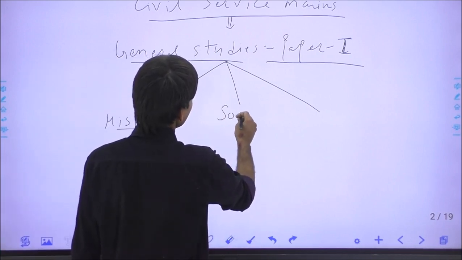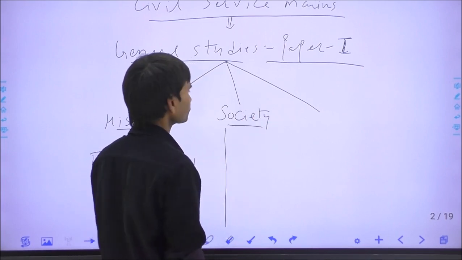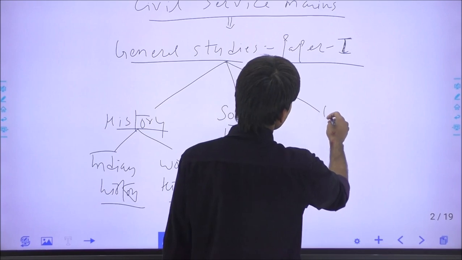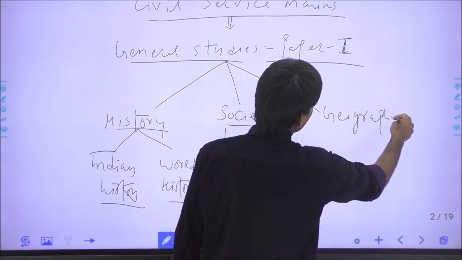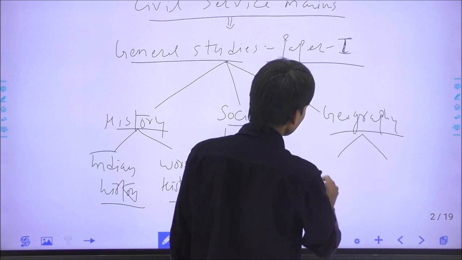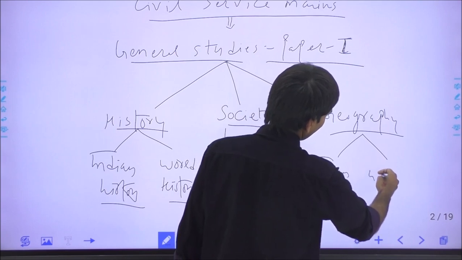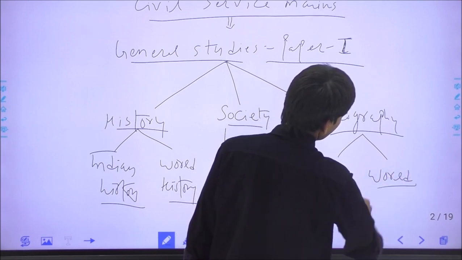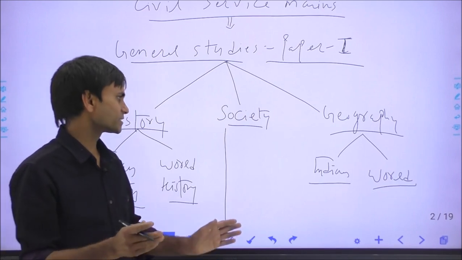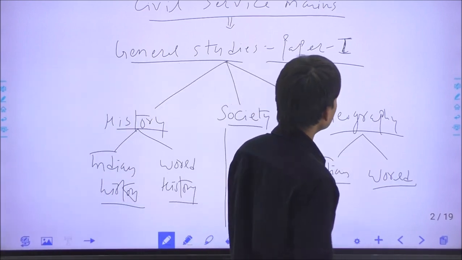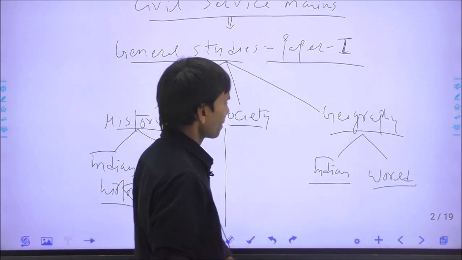And the second subject is the society, there are some topics. Or third is the geography. Geography further divided into the Indian and the world geography. Mainly there is a comparative studies under the topics of geographies, so we will discuss in detail.